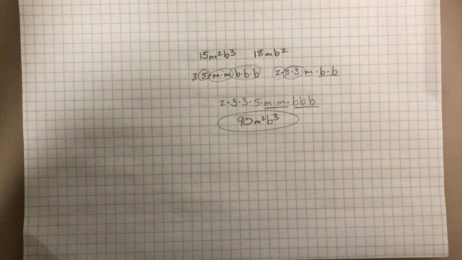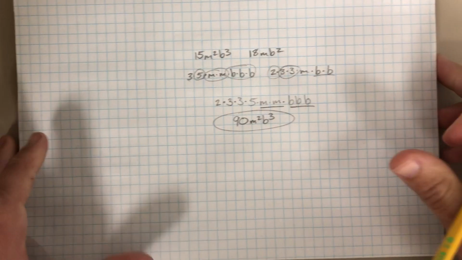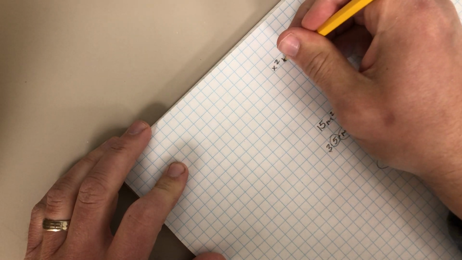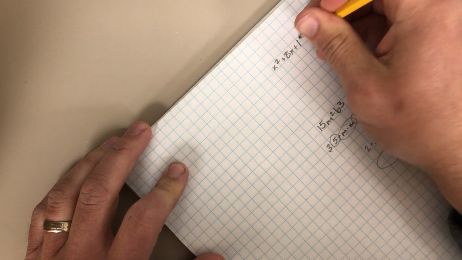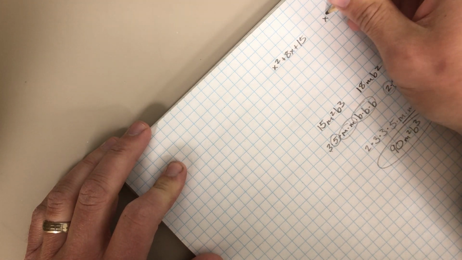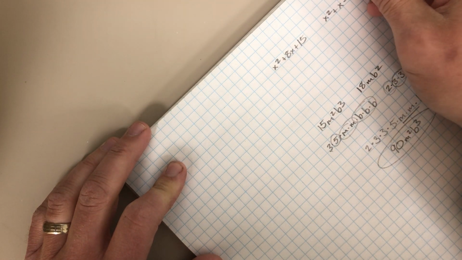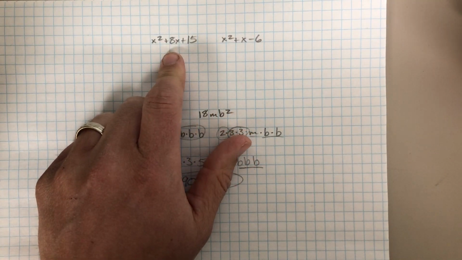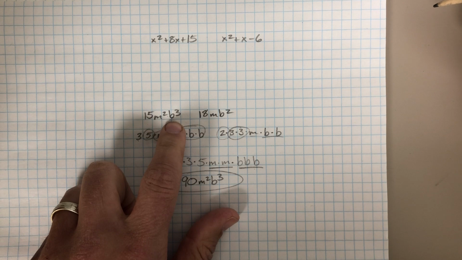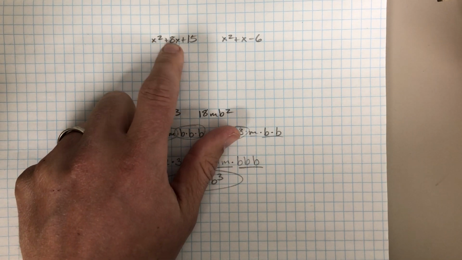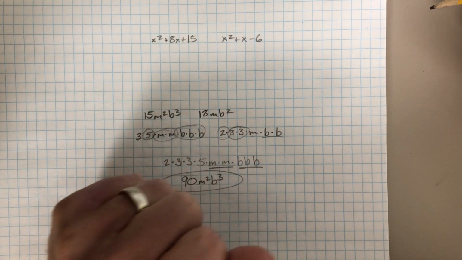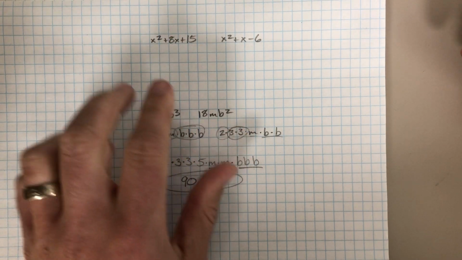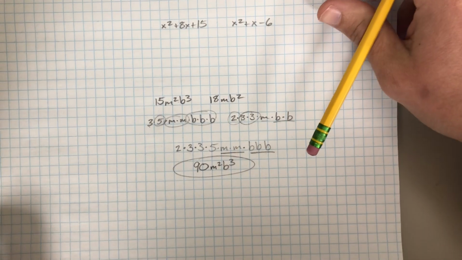Okay? That's all well and good, but what if we have something that's just a little bit different, like x squared plus 8x plus 15 and x squared plus x minus 6. Okay, now when we look at these, notice these were all being multiplied together. These are being added, so there are 3 separate terms. These are trinomials. So what we could do here is factor them out, because when we factor them out, then we have 2 sets of numbers that are being multiplied together.